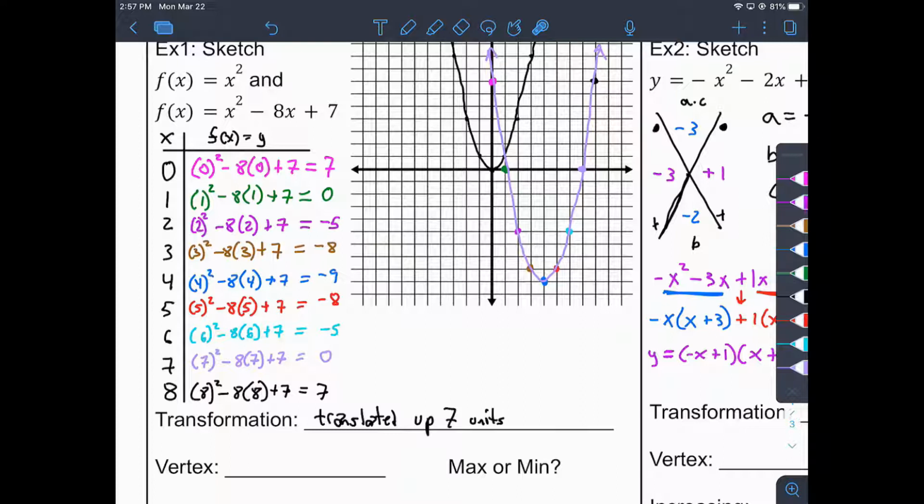Now we know that it does have some horizontal shifting. And this is a little bit harder to see because it's not a direct sideways. It's kind of more of an angled action that happens. But I do want to point out some details. Notice where the vertex ended up at. Notice the vertex and where it ended up at.